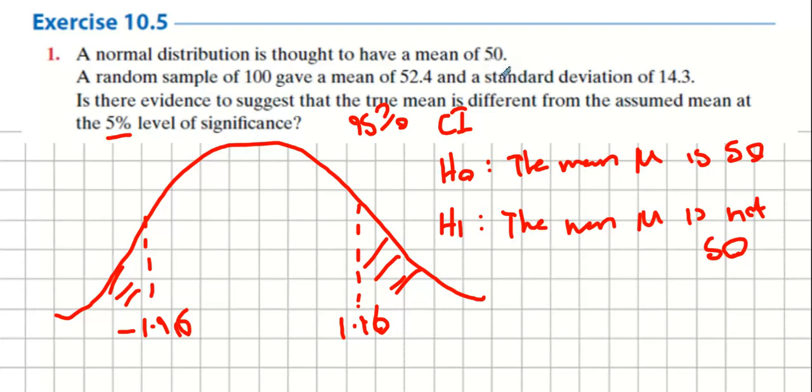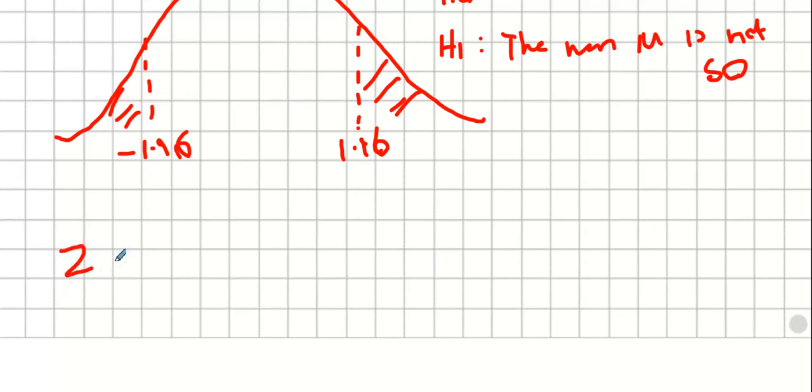It doesn't tell me what method to use. Would you agree with that? It doesn't tell me what method to use, so I'll start with a z-score. So what do you think for the z-score? X bar take away mu. Why am I using X bar and not X? Because there's more than one.